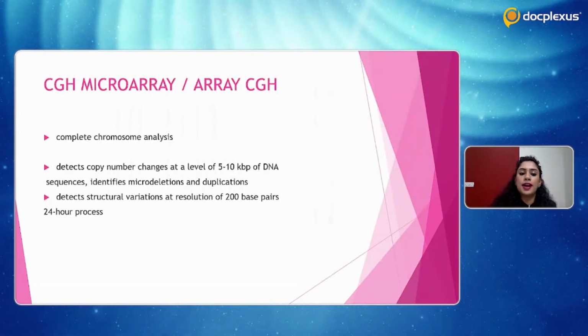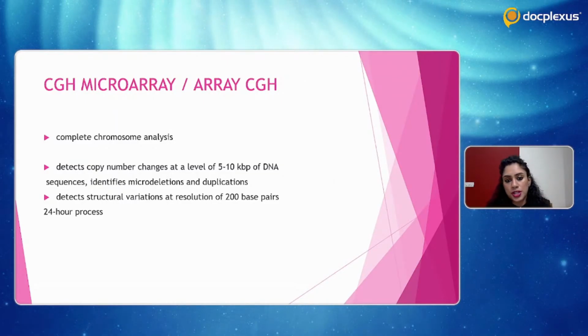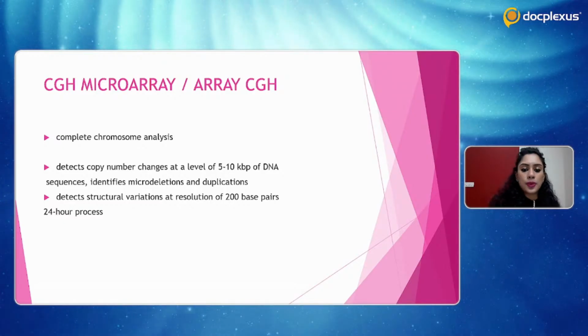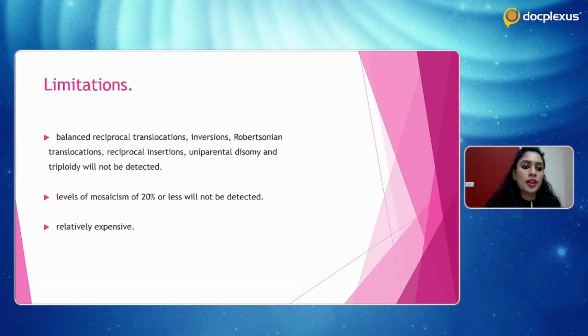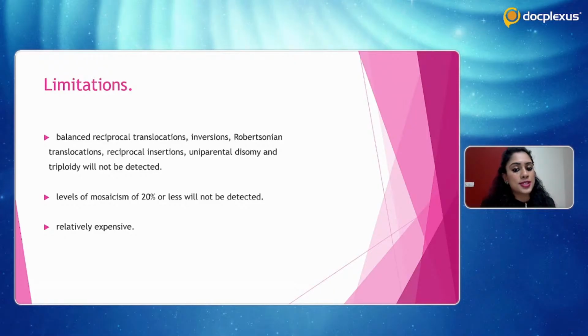The advantage is that a complete chromosomal analysis of all the 23 pairs of chromosomes is being done. It detects copy number changes at a level of about 5 to 10 kbp of DNA sequences, identifies microdeletions and duplications, and detects structural variations at a resolution of 200 base pairs, in a 24-hour process. So it is shorter, it is faster also. And the limitations are it's quite expensive. Levels of mosaicism of 20% or less cannot be detected.